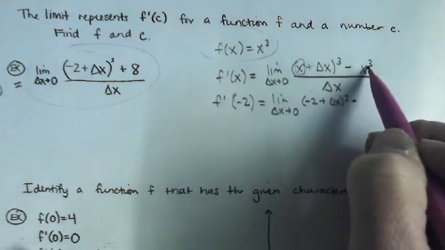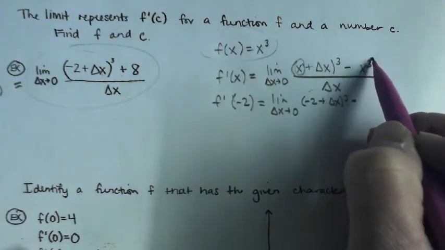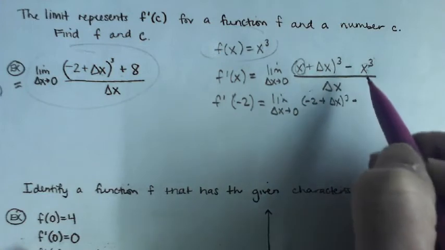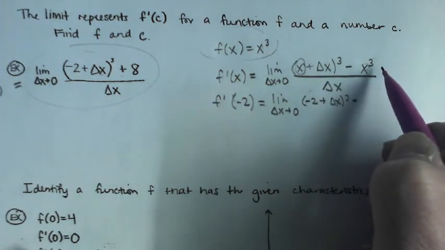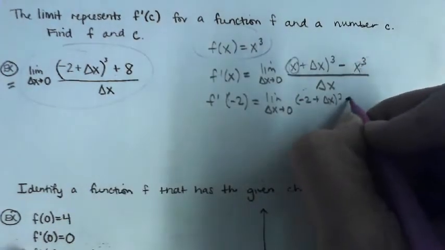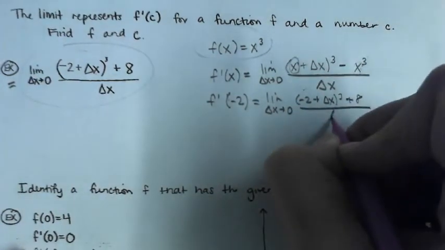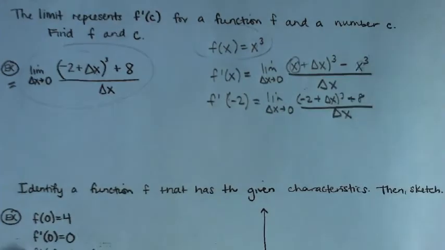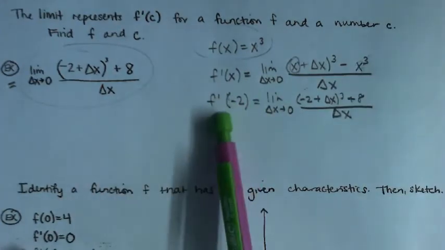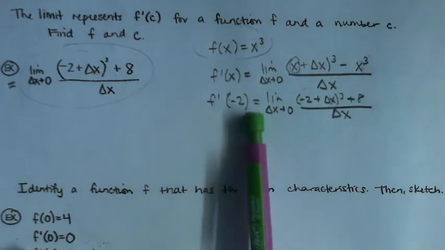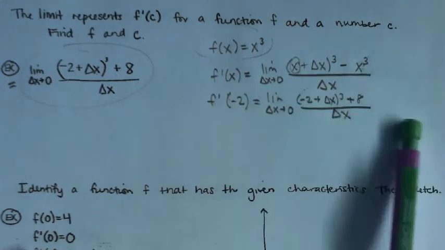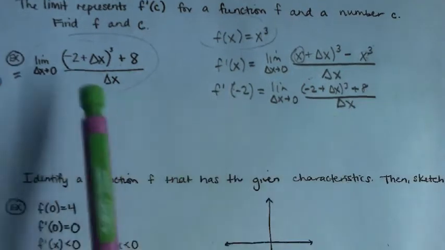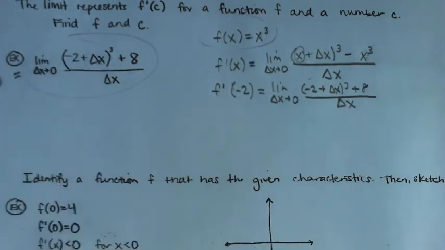Minus, and when I plug negative 2 in here and cube it, that's going to be minus negative 8, yes? Which turns it to a plus 8, all over change in x. So the derivative specifically at negative 2 comes from plugging in a negative 2 for all those x's, which is the expression we have over there.